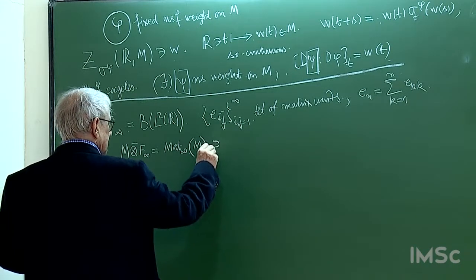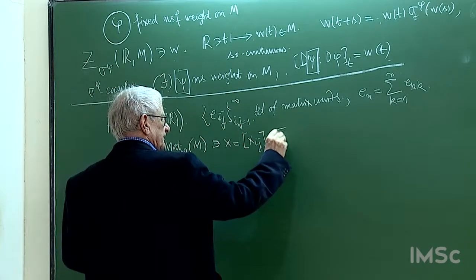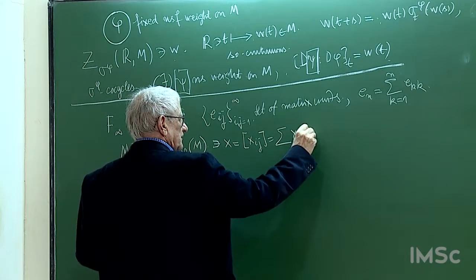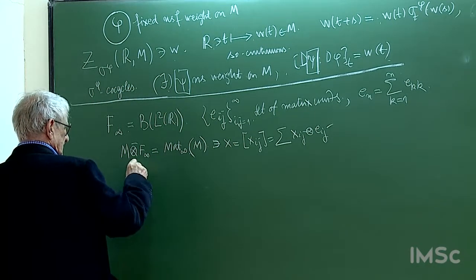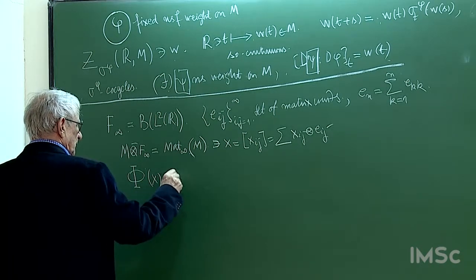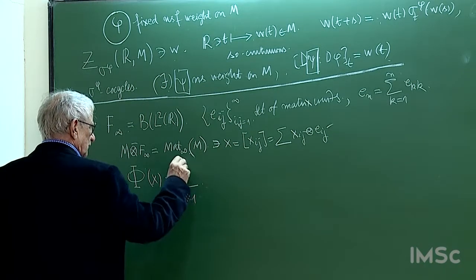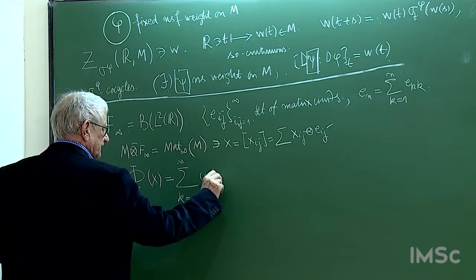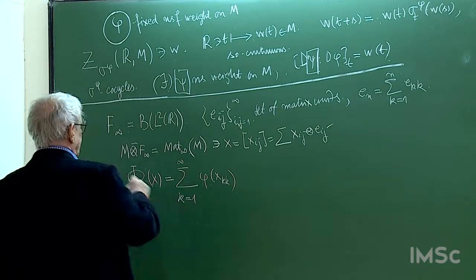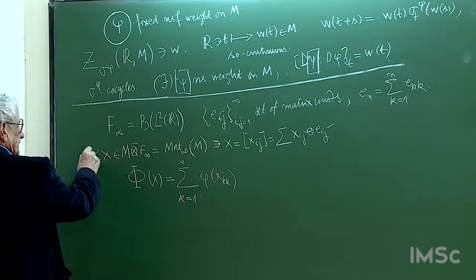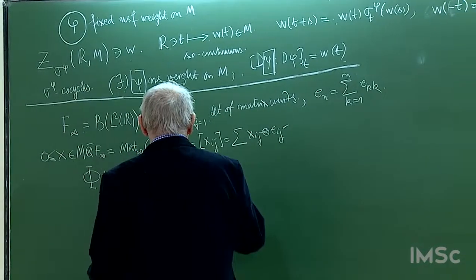For an x in here, which has the matrix x_ij, if you prefer, I write it as the sum of x_ij tensor E_ij. We denote by capital Phi, Phi of x equal to the sum from k equal to 1 up to infinity of phi of x_kk, for x in here which is positive. This makes sense. Then this is again an NSF weight.